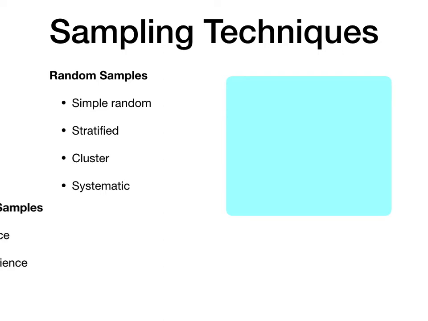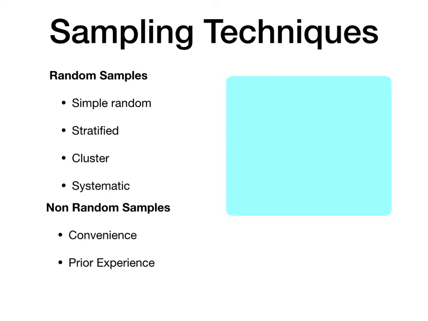But sometimes people use non-random samples because of the nature of the studies. Sometimes people use non-random convenience samples if they need to collect data in a very short period of time, or it's very hard to come up with a good strategy for collecting random samples. So sometimes non-random samples, convenience samples, or prior experience samples are good enough for certain studies. So there are 2 different types, random samples and non-random samples.